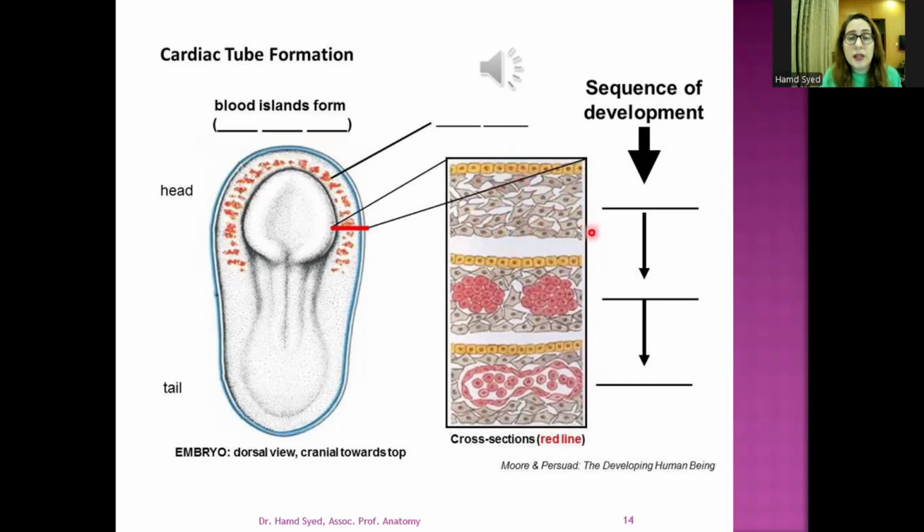Then they become differentiated and rearrange themselves. Those cells which are in the center are going to form the blood cells, and those cells at the periphery are going to attach and form the endothelial cells, and this is how the blood vessels are going to be formed. This process of formation of blood vessels from these blood islands is known as vasculogenesis.